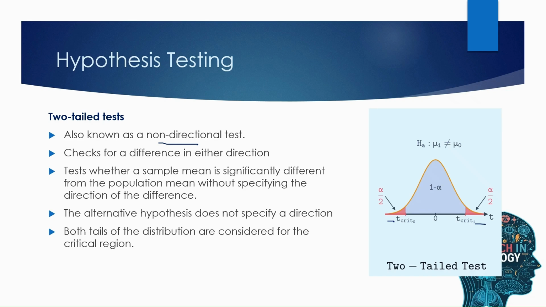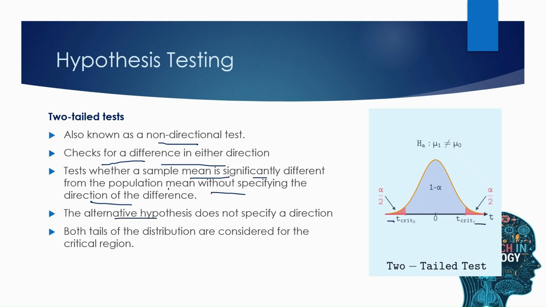All right, so two-tailed tests check for a difference in either direction, towards the positive direction and towards the negative direction. It might increase or it might decrease. It might be positive or it might be negative. All right. So it tests whether a sample mean is significantly different from the population mean without specifying the direction of the difference. Okay. This was what? Non-directional hypothesis.